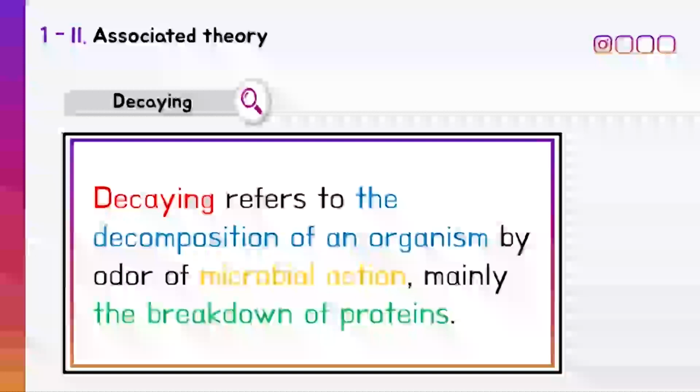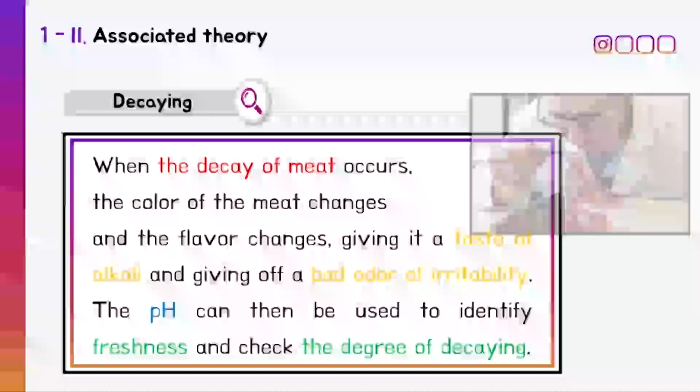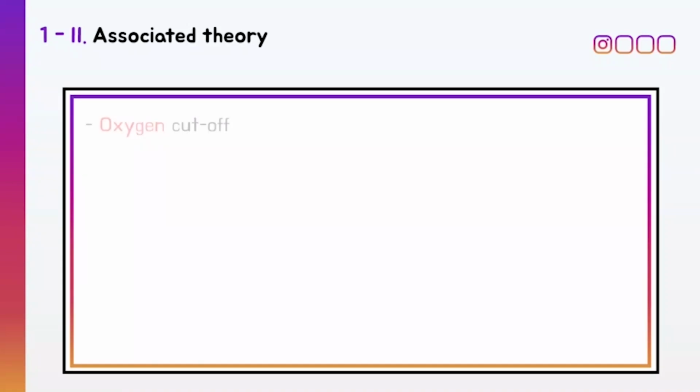First, let's talk about decay. Decay is the phenomenon in which organisms are decomposed by microbes, mainly as protein breaks down. When meat decays, the color of the meat changes and alkalinity can be seen through pH. The following are factors that can prevent decay. By cutting off oxygen and keeping pH less than 3, the effect is as follows.